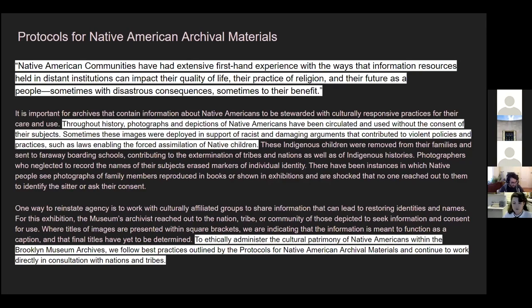There is a very fraught and ugly history of photographs of Native Americans being taken and used without their consent to further racist ideologies that were actively harmful, such as the forced removal of children from their families to obliterate their language, culture, beliefs, and society.